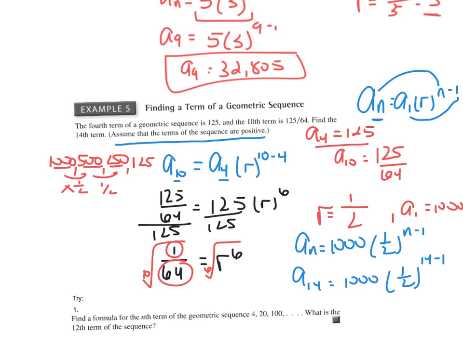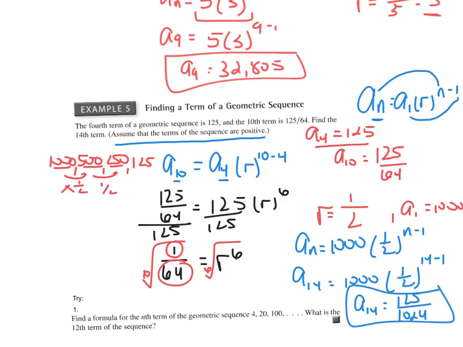But you should get that A14, if you keep it as a fraction, it's 125 over 1024. Or if it's a decimal, it's 0.12. This is a little bit better because it's more accurate.